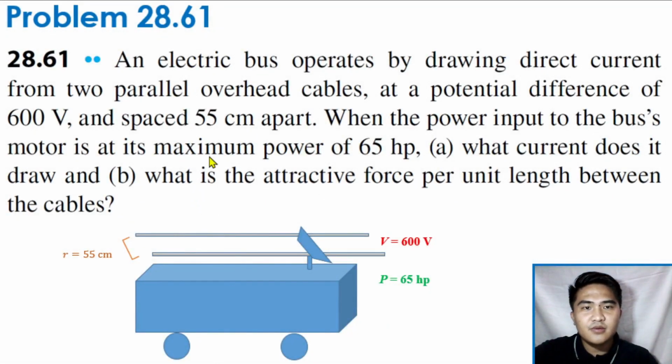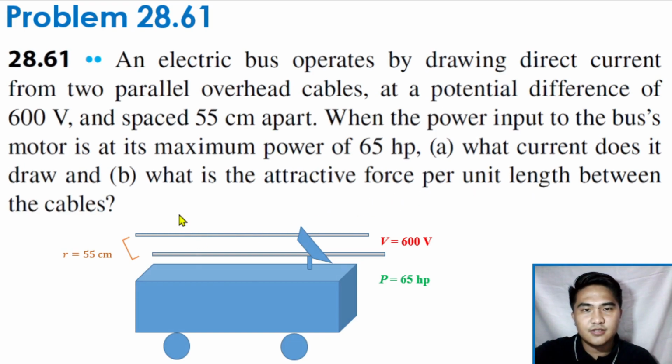Next problem, problem 28.61. An electric bus operates by drawing direct current from two parallel overhead cables at a potential difference of 600 volts and spaced 55 centimeters apart. When the power input to the bus motor is at its maximum power of 65 horsepower, what current does it draw, and what is the attractive force per unit length between the cables?